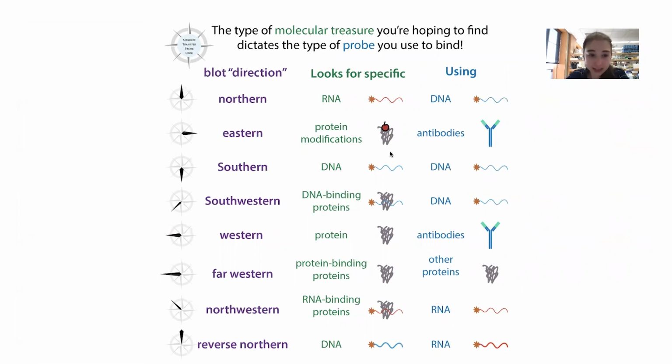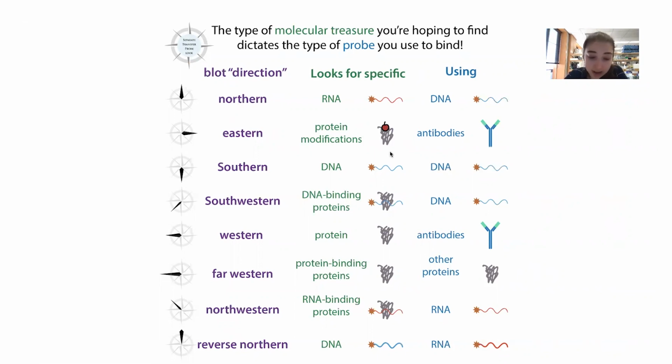But the principle for all of these is that you're separating things by something, often by size, and then you are probing them with something that's specific for them. Although there are all these different techniques, there are still alternatives to some of them. We still use the Western blot a lot, but we use the Northern and Southern less than we used to, because of PCR-based methods.